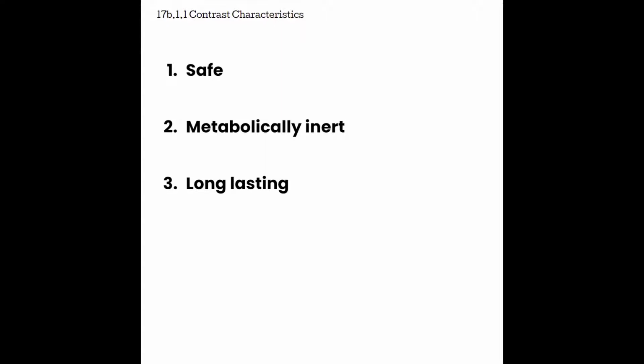Third, we want it to be long-lasting. If we inject it into a vein, it's got to get back to the heart so we can see it. If it dissipates before it even gets back to the heart, then there's no point in using it. So we want to make sure that it's long-lasting to get it into the heart so we can see it and use it for our images.